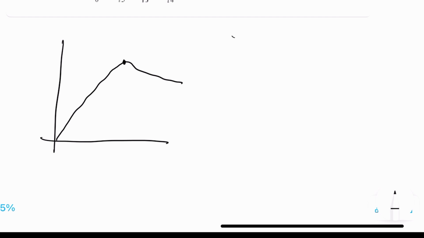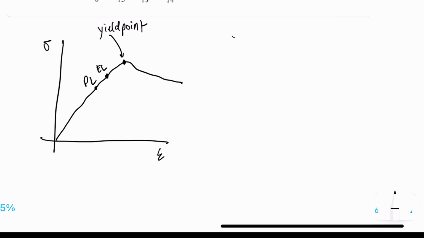Say for example, this is the offset, this is the yield point, this is the proportional limit, and this is the elastic limit. This is the stress and strain curve, if you're familiar with that.